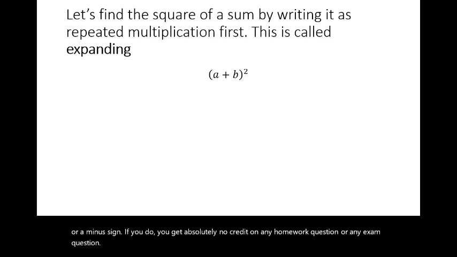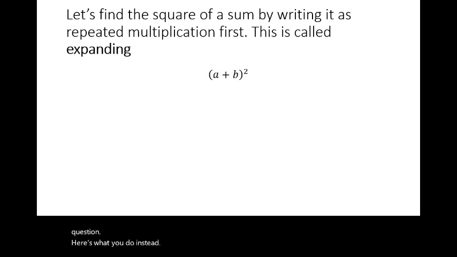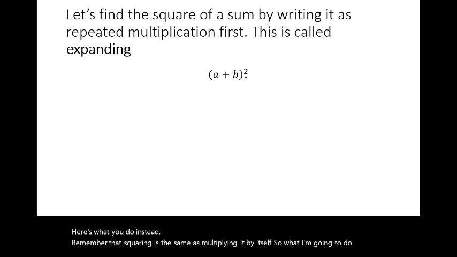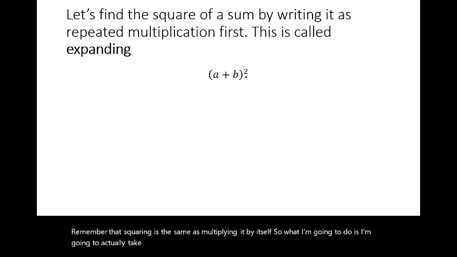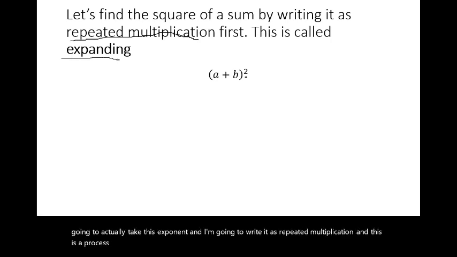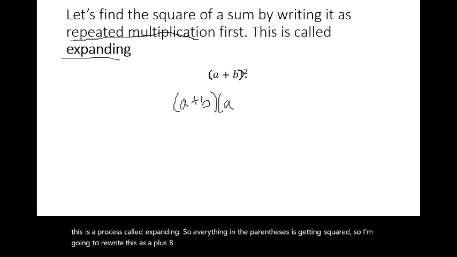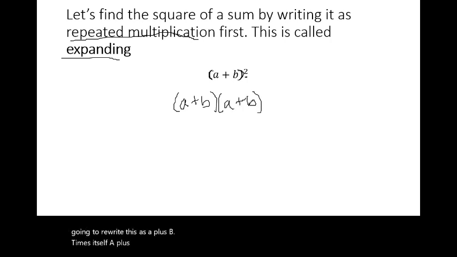Here's what you do instead. Remember that squaring is the same as multiplying it by itself. So I am going to take this exponent and write it as repeated multiplication, and this is a process called expanding. Everything in the parentheses is getting squared, so I'm going to rewrite this as (a plus b) times itself, (a plus b), with parentheses around both of them.